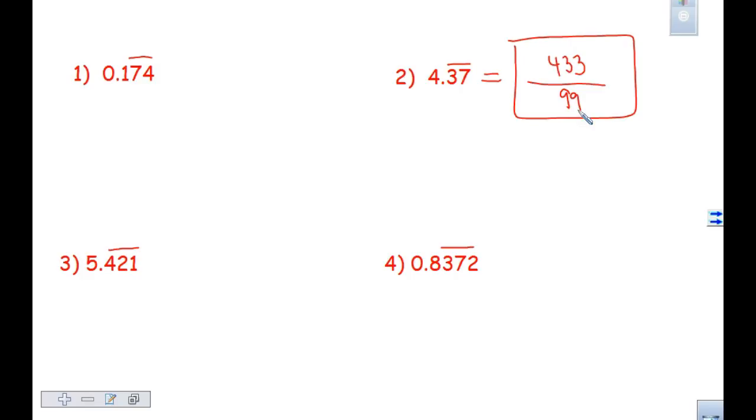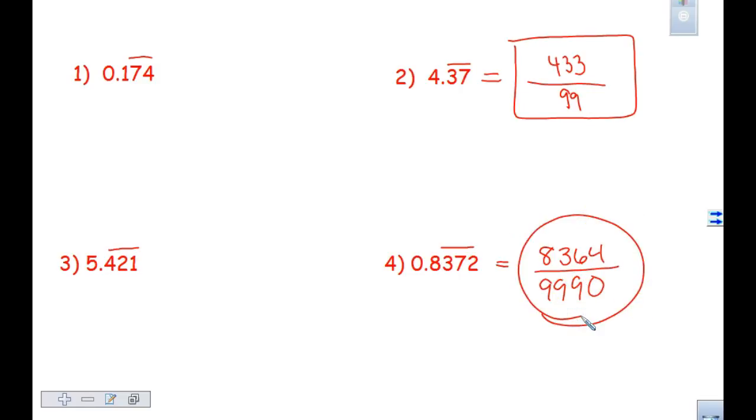Could you have changed it to a mixed number and had 4 and something? You could have, but you don't have to. You did it just like that. Perfect. Okay. Since there's not a question on 4, let's look at 4. What do we have for an answer on 4? Anyone ready to tell us their answer? 8,364 over 9,990.